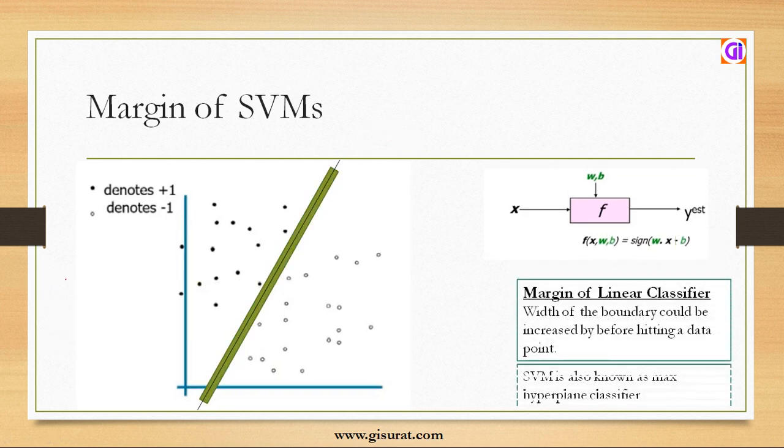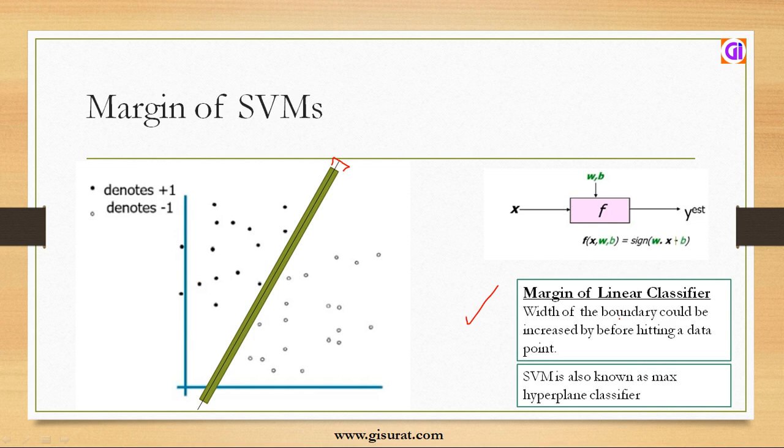So now margin of linear classifier. So what is the margin of linear classifier? What about this one? ये margin मतलब क्या? ये जो total width है वो क्या? It's a width of boundary could be increased. I'm just reading this. It is a width of boundary could be increased by before hitting a data point. In short, you have to choose a line जो margin.